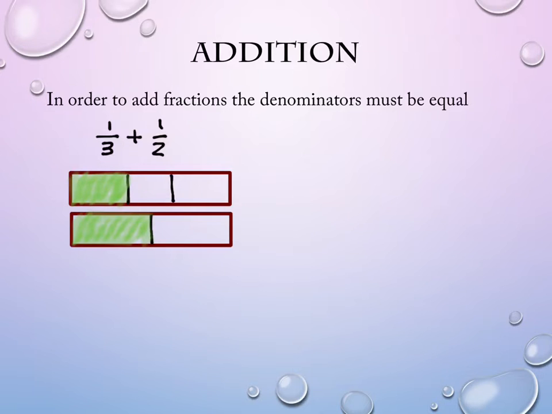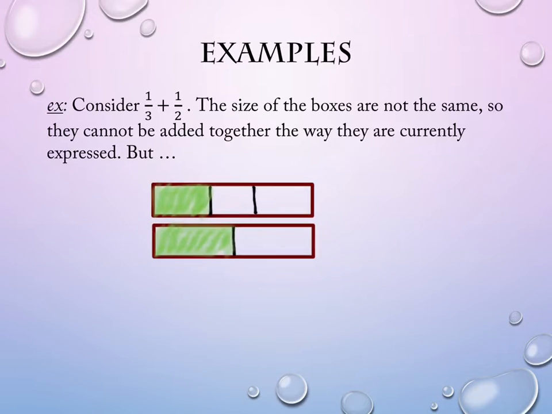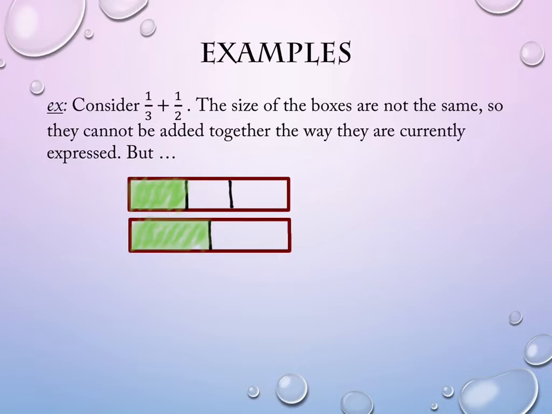So what we need to be able to do is make those boxes the same size. So we're going to take those same boxes, and we're going to consider adding this 1/3 and 1/2. And since the boxes are not the same size, it didn't work. But what we can do is we can take the boxes and we can make them the same size. And here's how we do it.